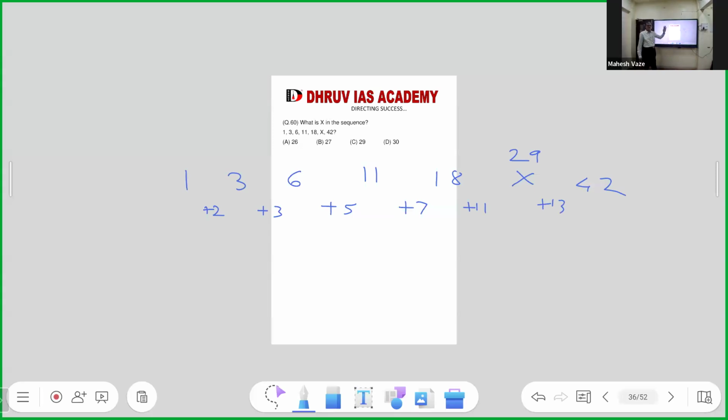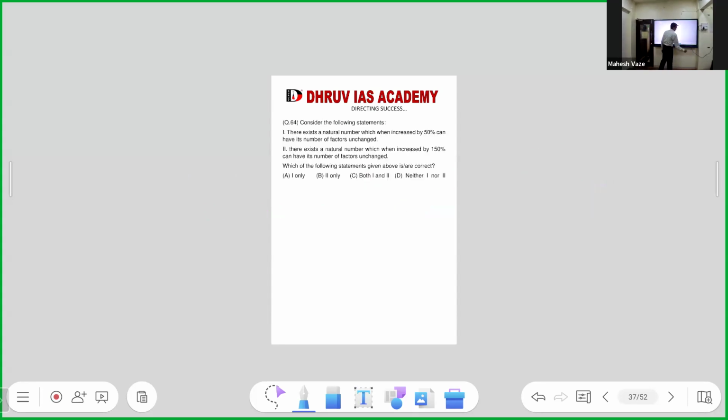So the pattern is consistent. That means our answer X is 29. So option C. I think this time 2-3 such questions are there based on sequences, and also coding with sequences. So the answer is 29 here.